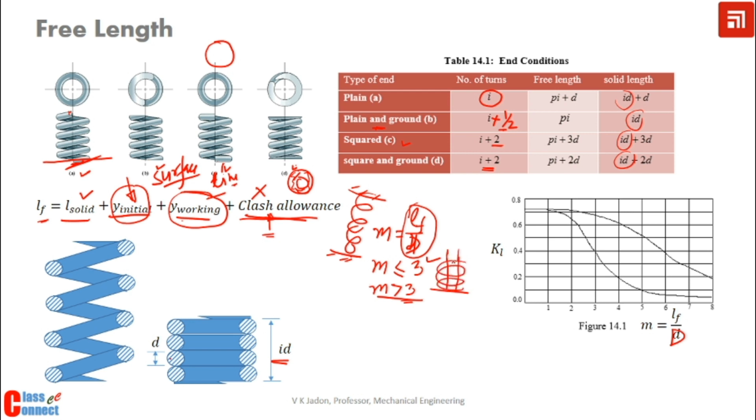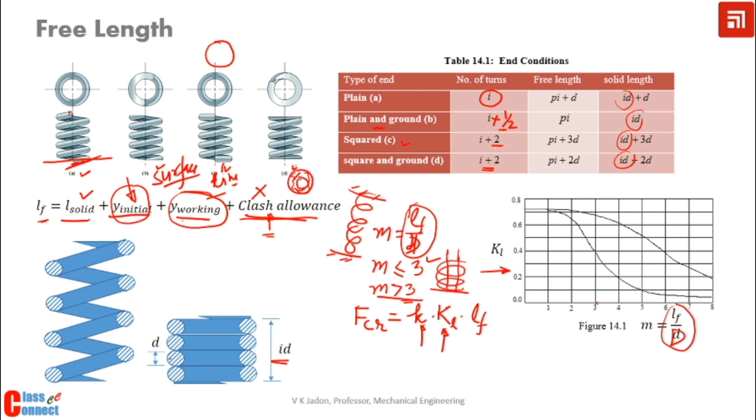We should provide a guide in the spring so that the spring does not leave its place. Secondly, we can also calculate the crippling load, that is the buckling load or the critical load. It is given by K times KL into LF, where K is the stiffness of the spring, KL is the buckling factor. It is taken from this graph. Depending on what is the value of LF over capital D, we get KL from this.